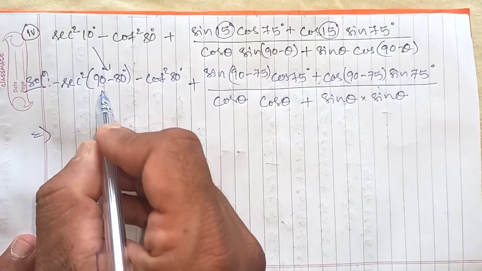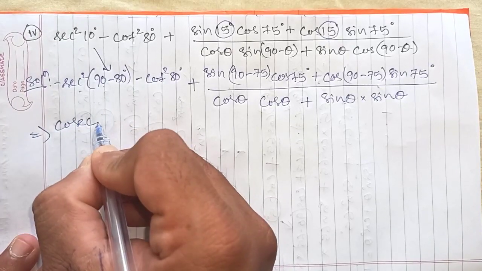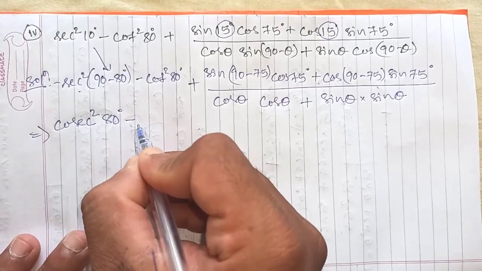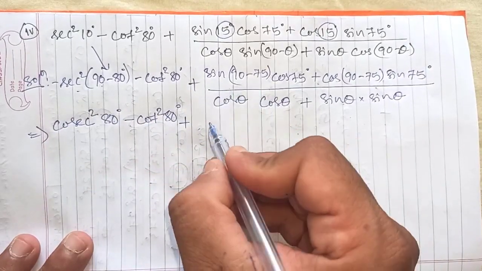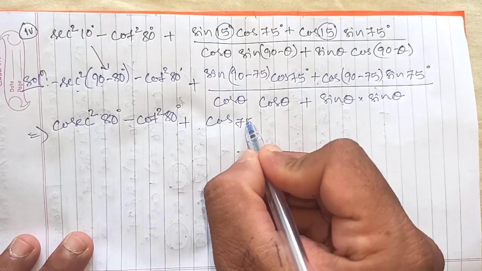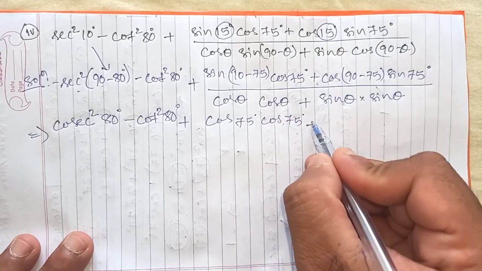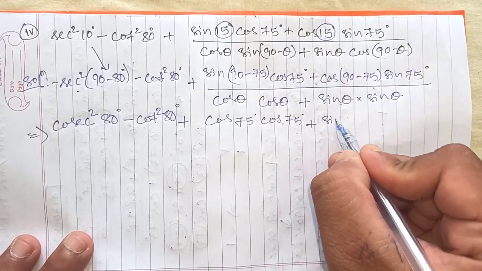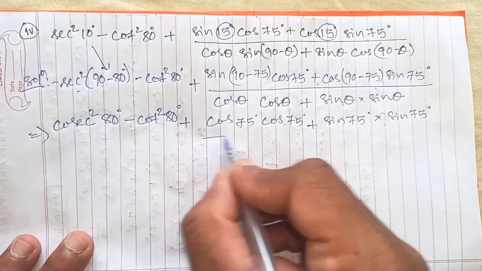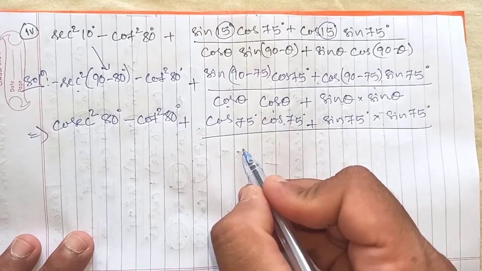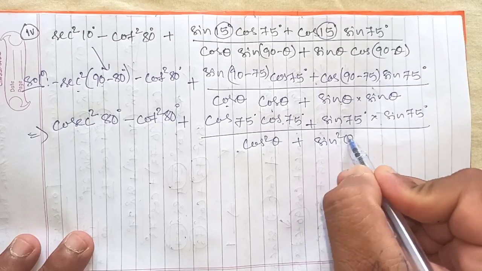Okay, sec square 90 minus theta: sec 90 minus theta is cosec theta, so cosec square 80 degree minus cot square 80 degree, plus sine 90 minus theta is cos theta into cos theta. As it is this value, plus cos 90 minus theta is sine theta into sine theta, whole divided by cos into cos, cos square theta, plus sine into sine, sine square theta.